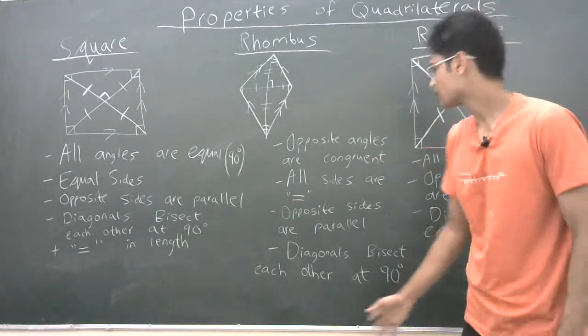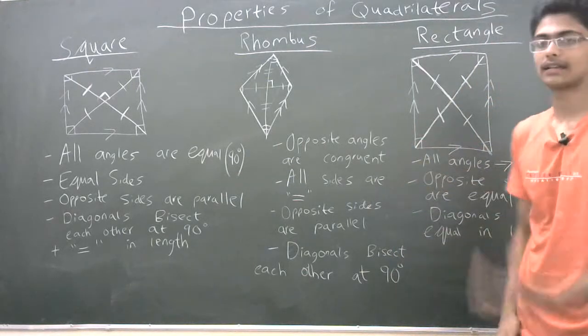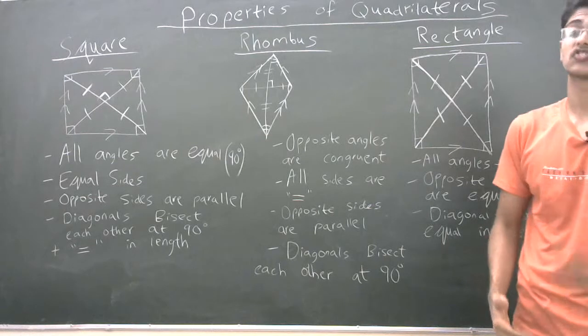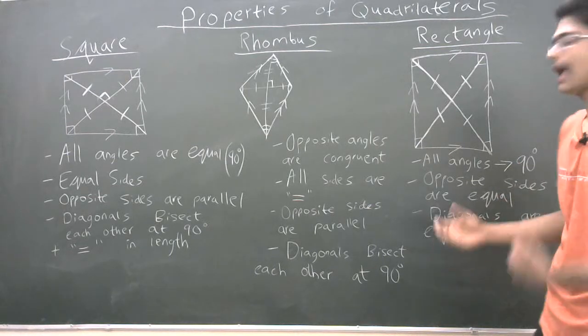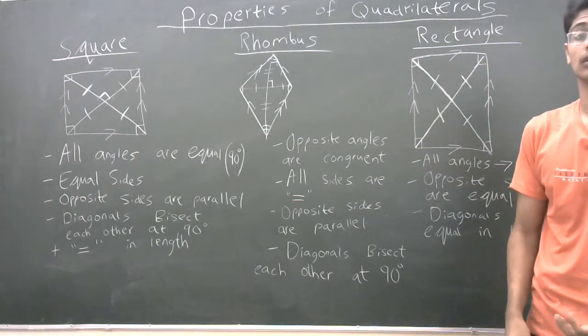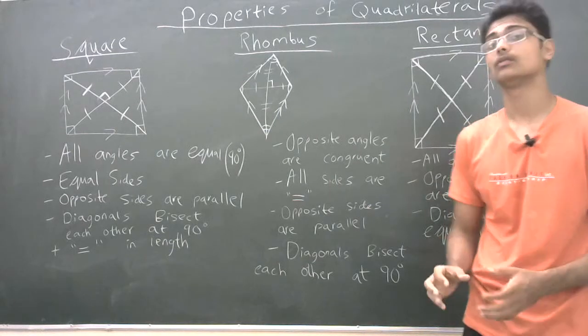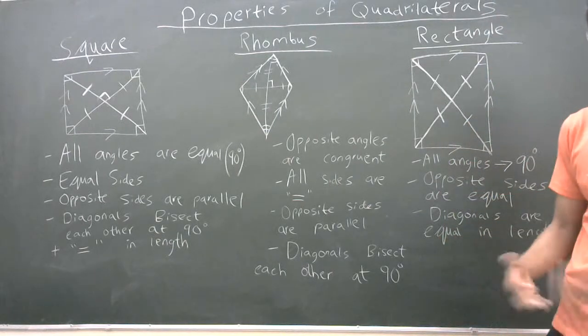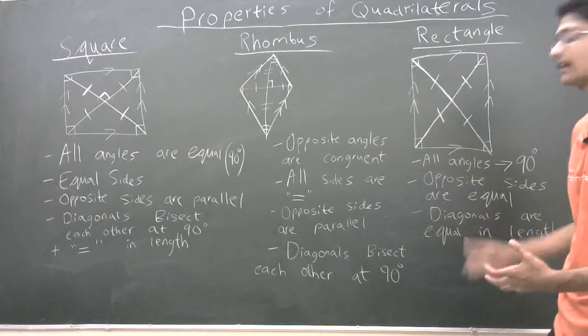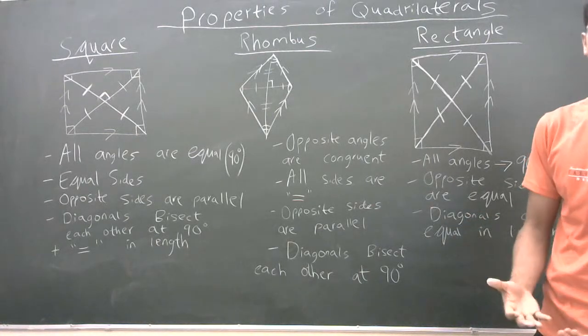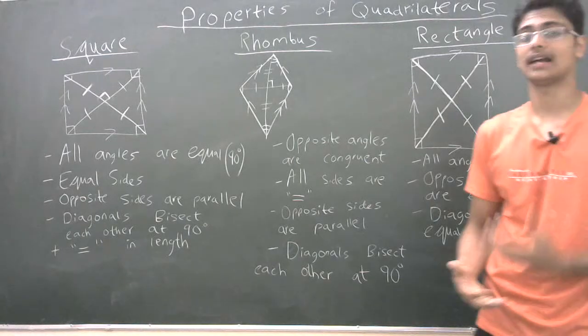And then moving on to the third one, we have a rectangle. And so for a rectangle, all angles, again like a square, are 90 degrees. And opposite sides are equal. However, unlike a square, which has all sides being equal, a rectangle has only opposite sides that are equal. And diagonals are also equal in length for a rectangle, which again implies that these are being bisected.